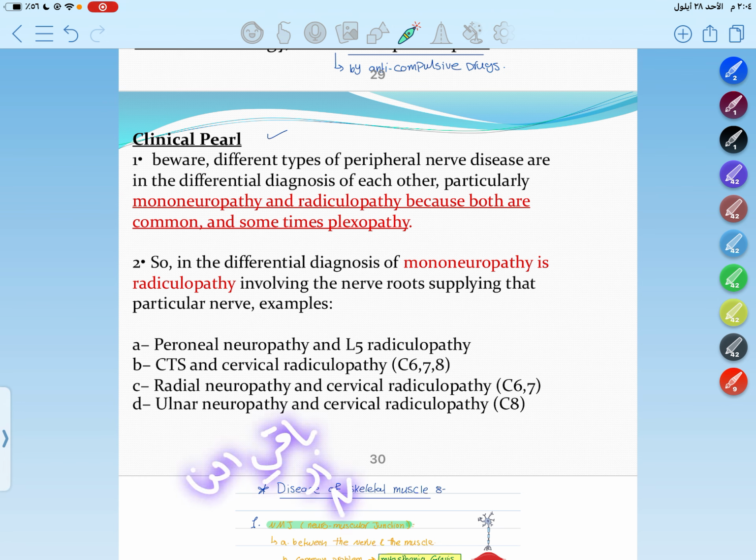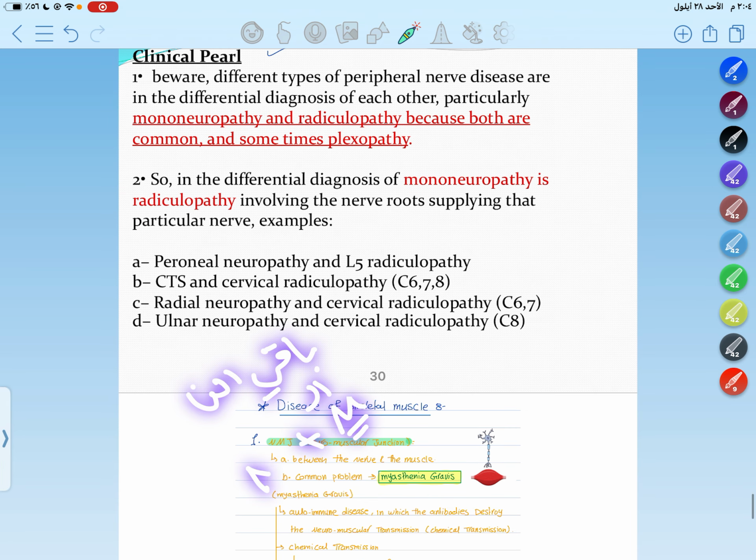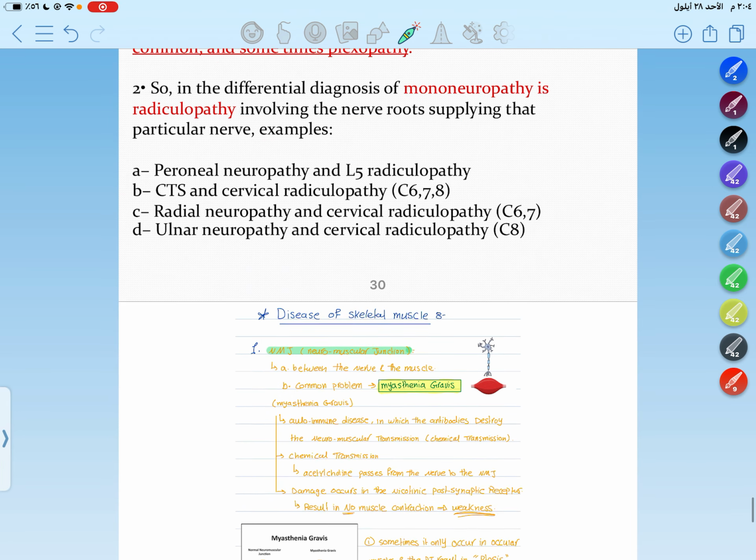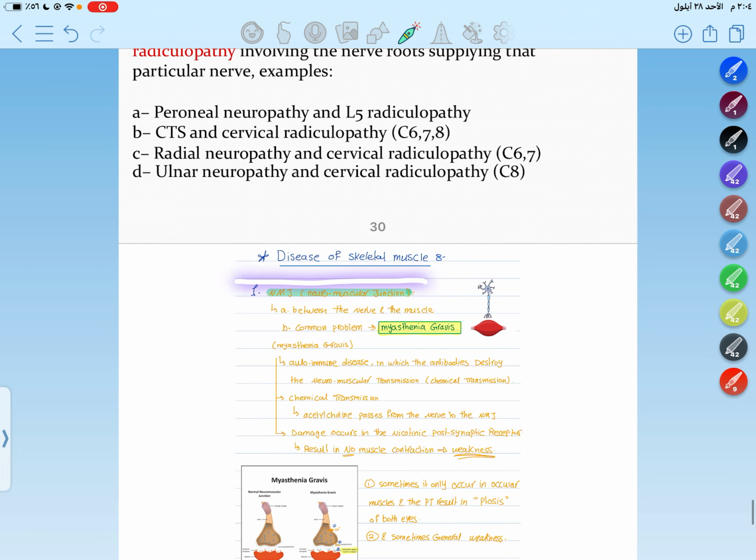There is a neuromuscular junction and there is the muscle itself. In a neuromuscular junction, it's a common problem.